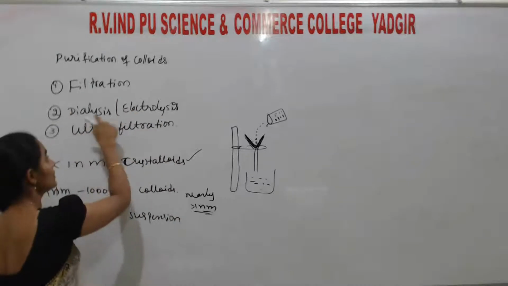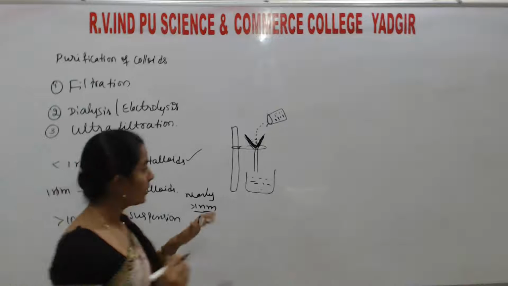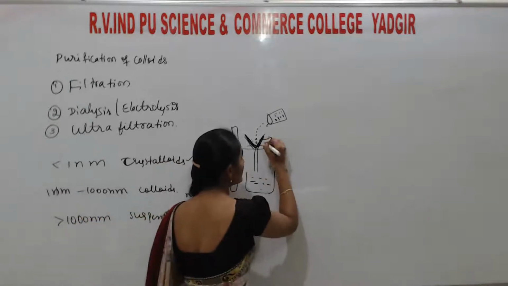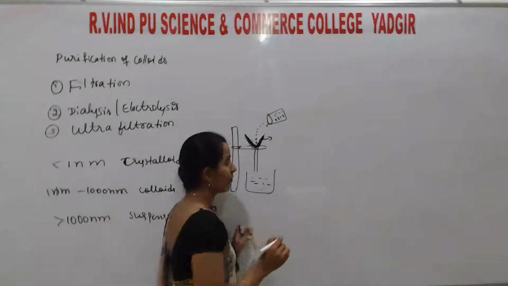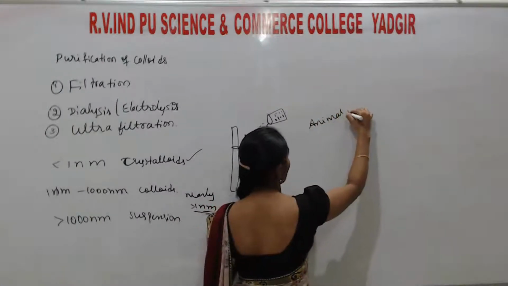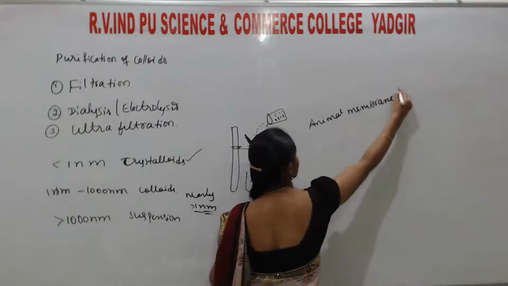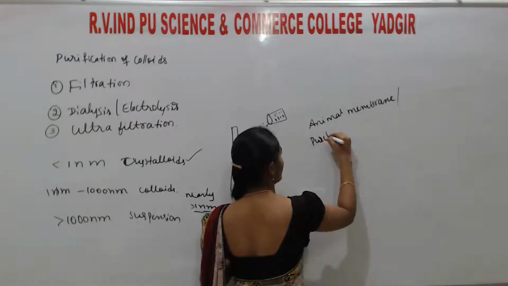Next, what is meant by dialysis and electrodialysis? So listen, dialysis means, instead of this filter paper, we are taking an animal membrane or parchment paper.